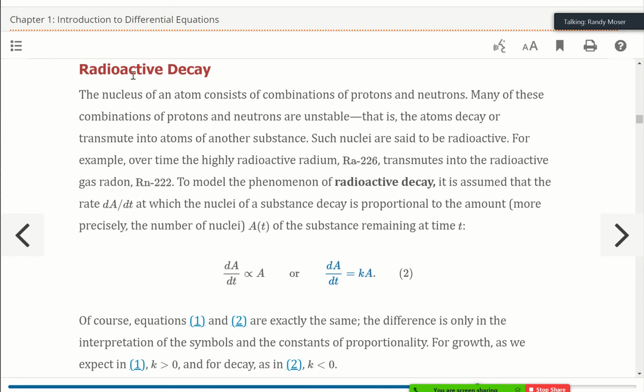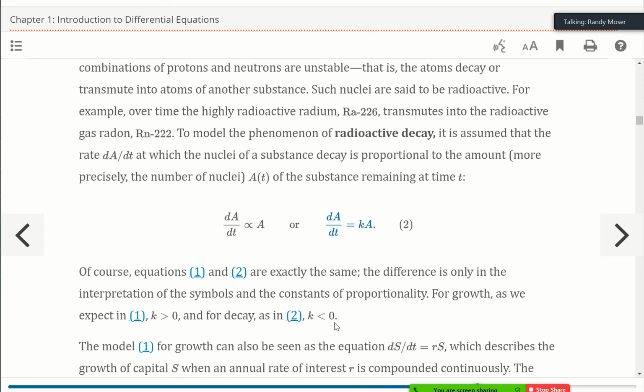Similarly, if we were to look at radioactive decay, the rate at which a substance decays is proportional to the amount of that substance at a particular time. So the rate of decay of an amount of an atom, for example, with respect to time, is going to be proportional to how much we have times some constant of proportionality k.